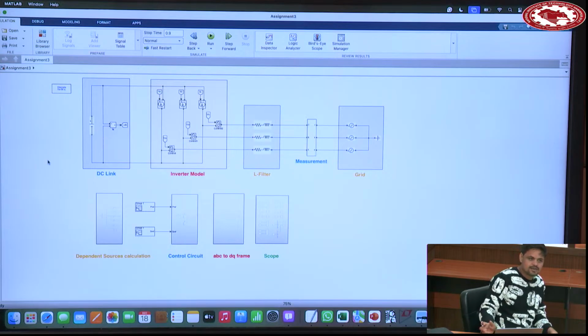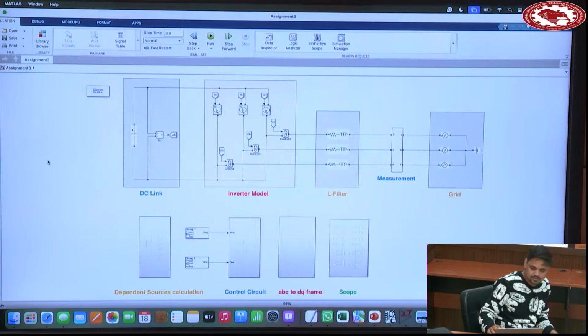The inverter model is simply the switched model we have used. This is the mathematical model which we have derived. L as a filter, then the grid is there. I told you we need to measure grid voltage and current, so a measurement block is there. VDC is there.